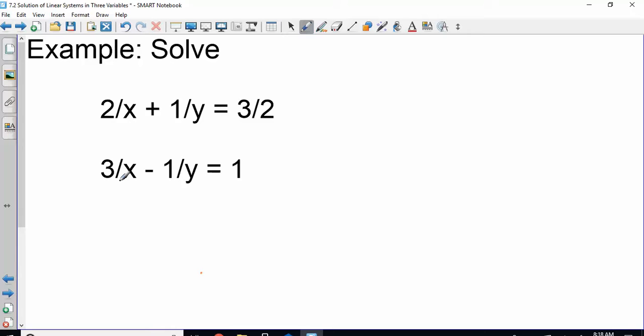Okay. So one option, if you don't like fractions, if you want to get them off the bottom, you can multiply by x and y. Like Kyle said, if you add these together, does the 1 over y cancel? So if you're not afraid of fractions, you can go ahead and do elimination as it is. So if I just added these, 2 over x plus 3 over x would be 5 over x. Positive 1 over y and negative 1 over y cancel. Equals 3 over 2 plus 1.